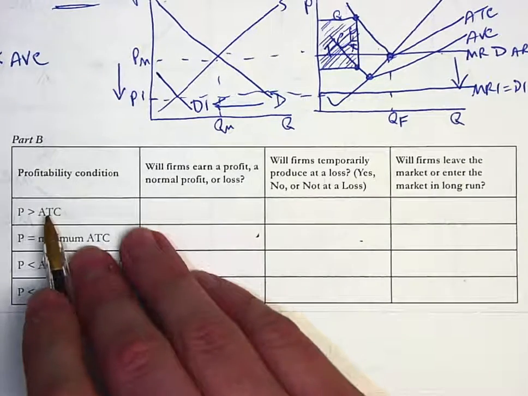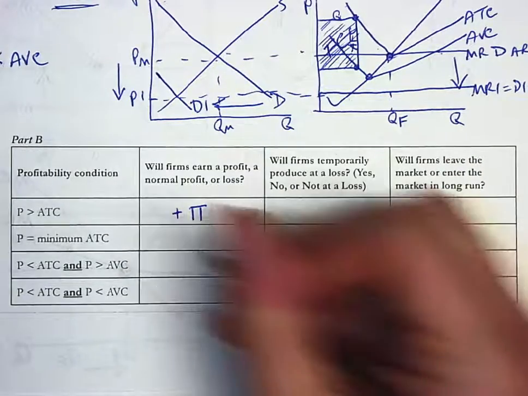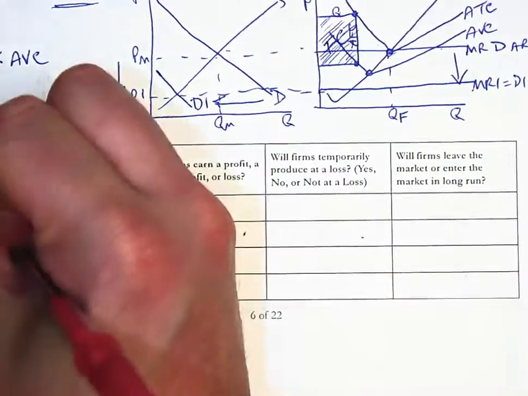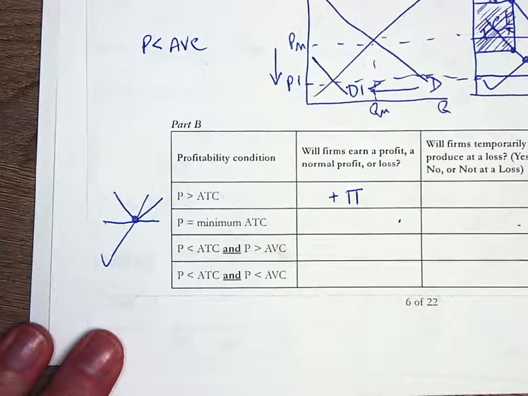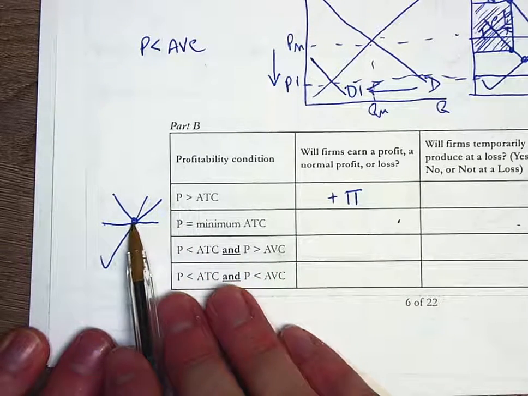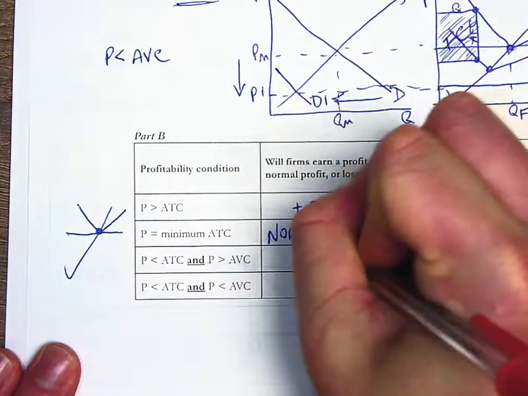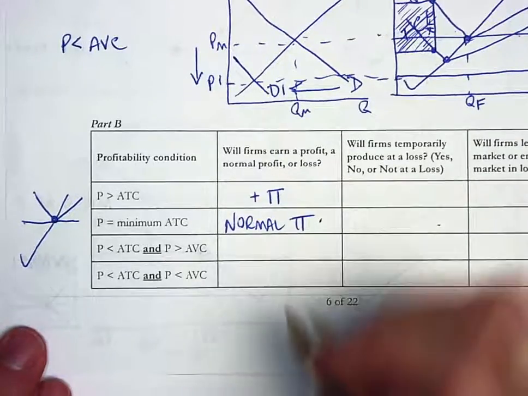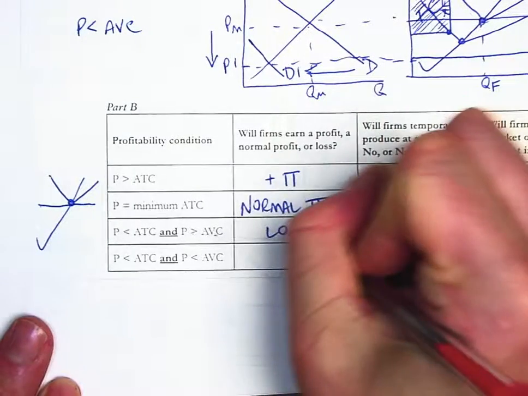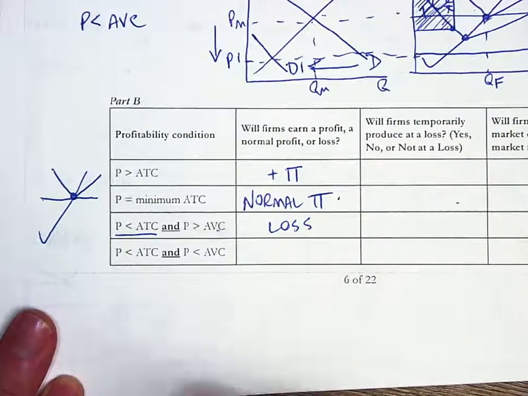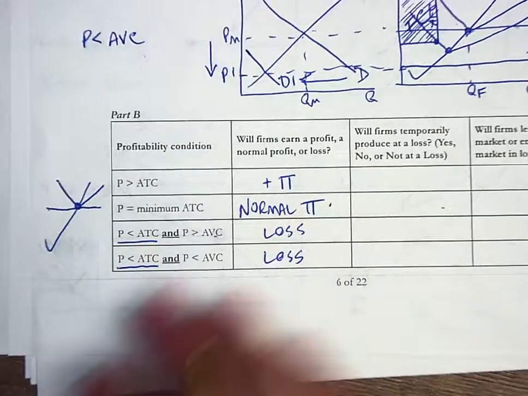So if the price is greater than ATC, the firm is earning a positive profit. If the price equals the minimum ATC, what we're saying there is that here, right, you're producing right there, sorry I drew that, you couldn't see it, that you're producing here, price equals ATC, then that's a normal profit. And if the price is less than ATC and the price is greater than AVC, we'd say that's a loss, and that's because of this factor. And if the price is less than ATC, it's still a loss. Okay, I'm going to zoom out just a little bit.